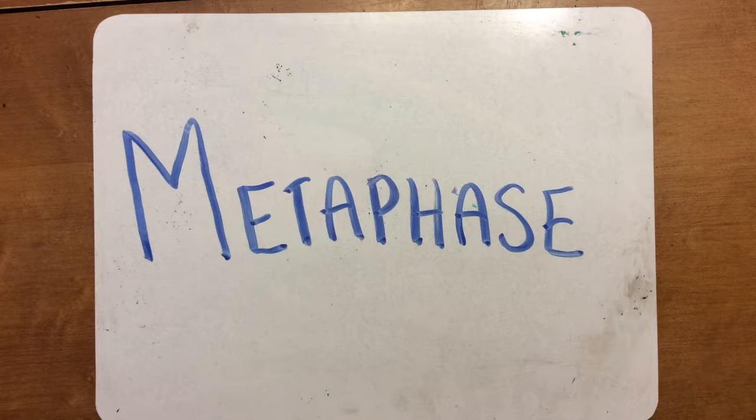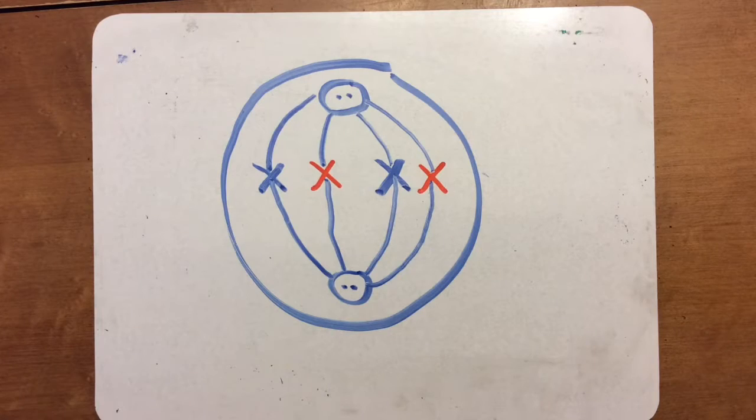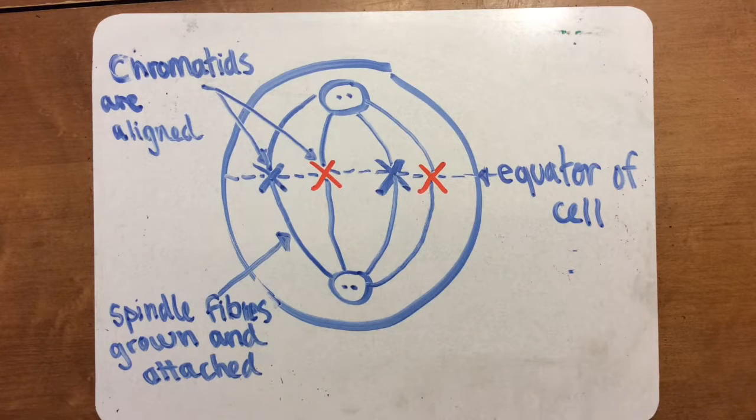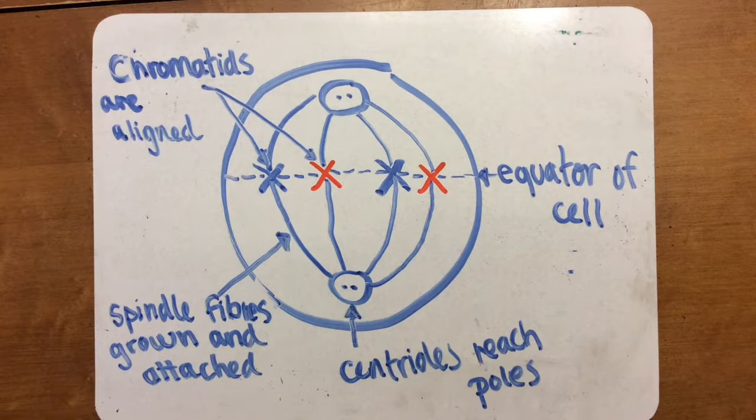The third phase of mitosis is called metaphase. This is what the cell looks like during metaphase. All the chromosomes in the cell have now aligned on the equator of the cell. The spindle fibers have grown from the centrioles and attached to each individual chromosome on the equator. And the centrioles have reached the poles of the cell.